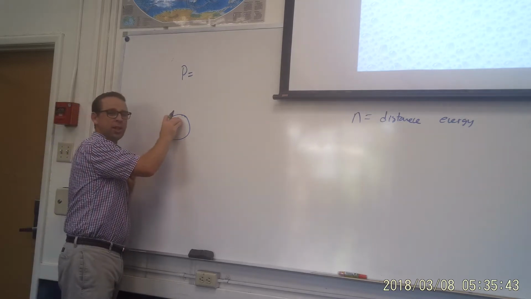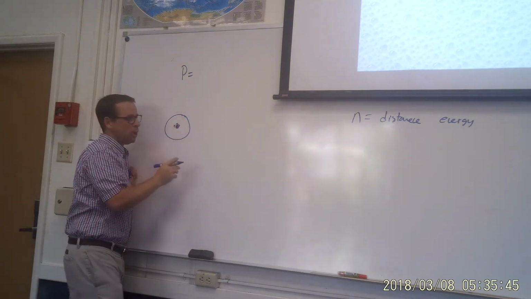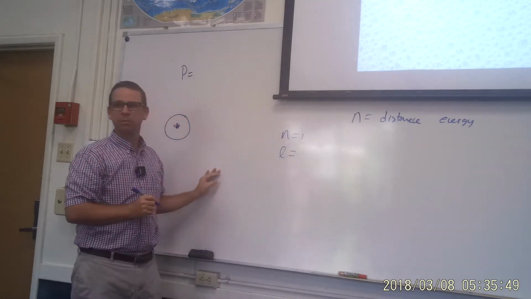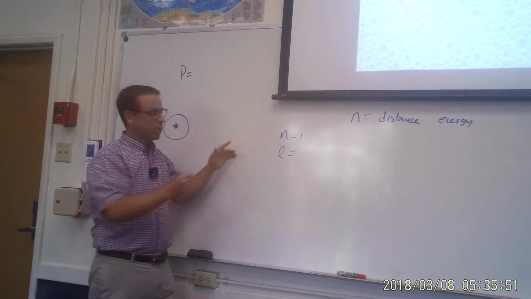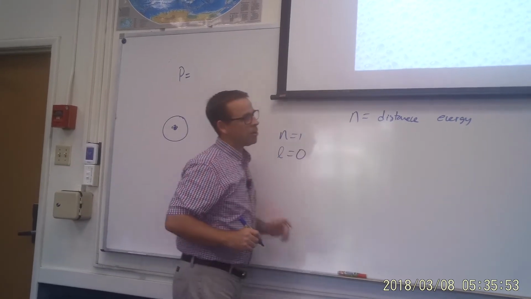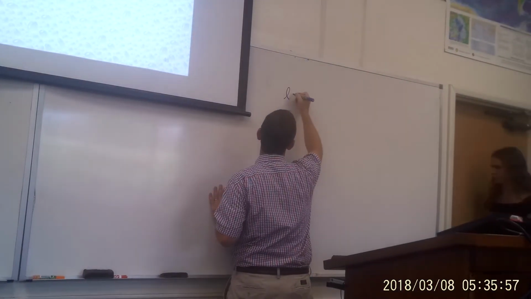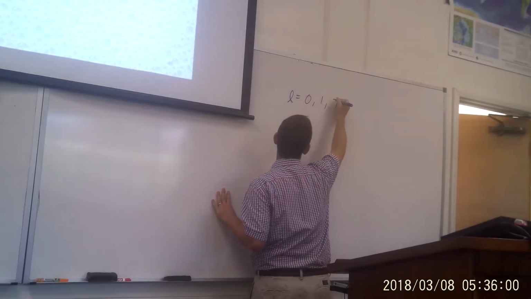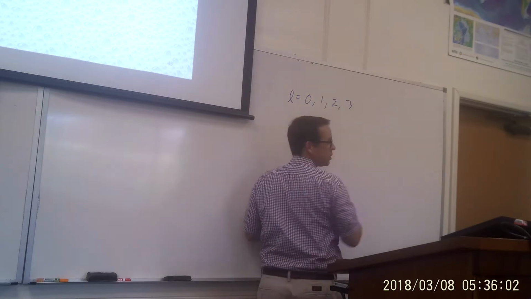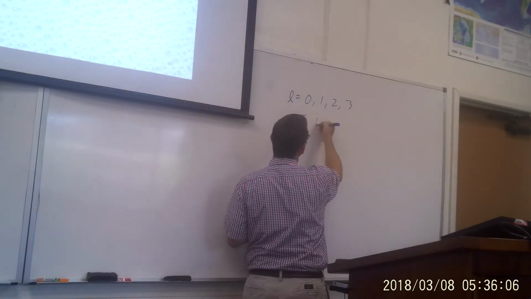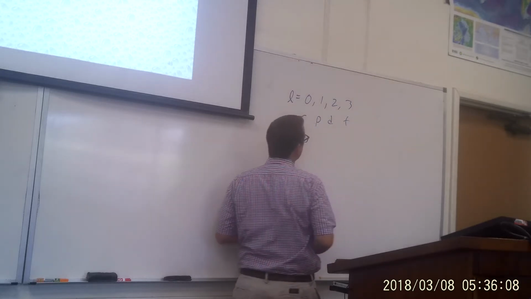In the first shell, n equals 1, what are the possible values for L? 0. Now remember that we have some letters that help us correlate L. L equals 0, 1, 2, 3. We have some letters for these, right? What are the letters? S, P, D, and F.